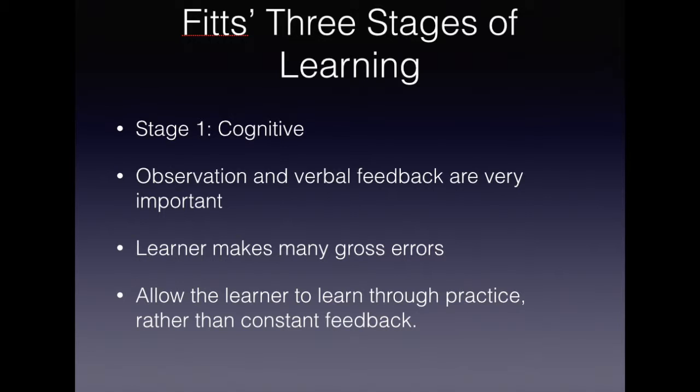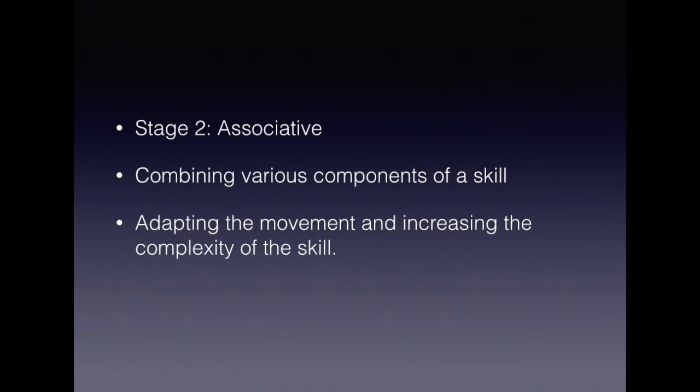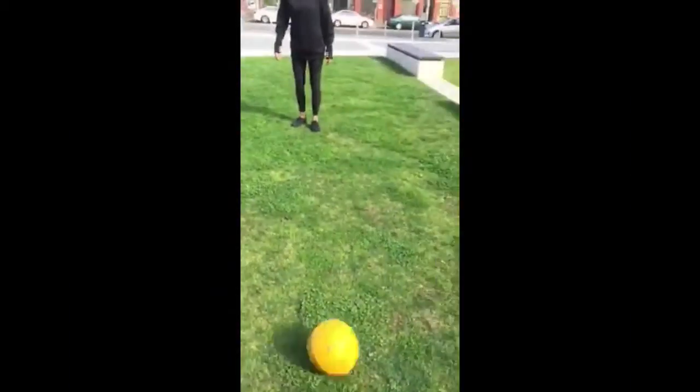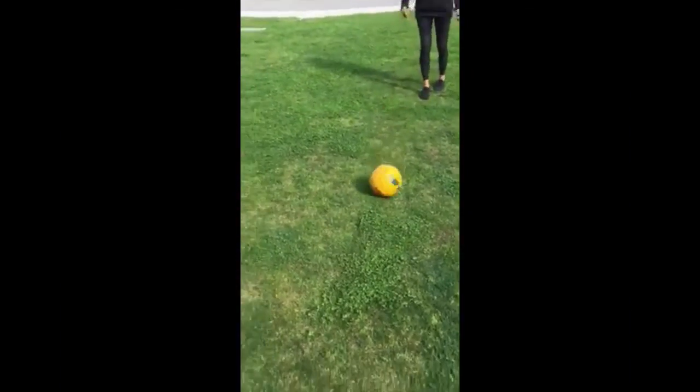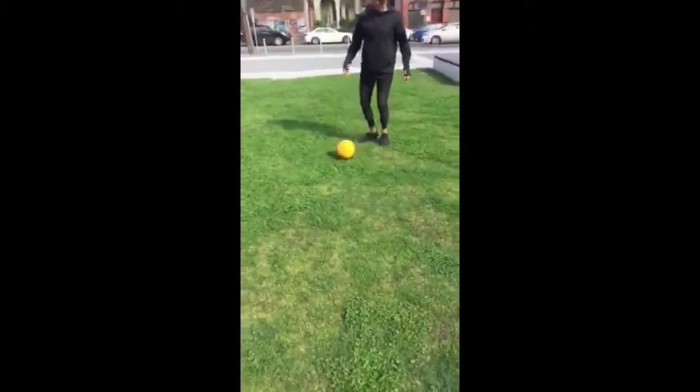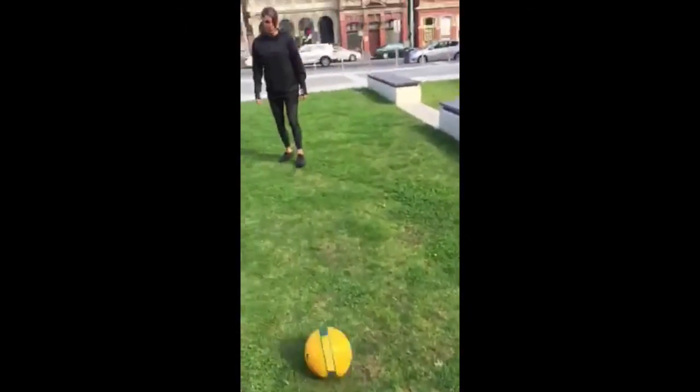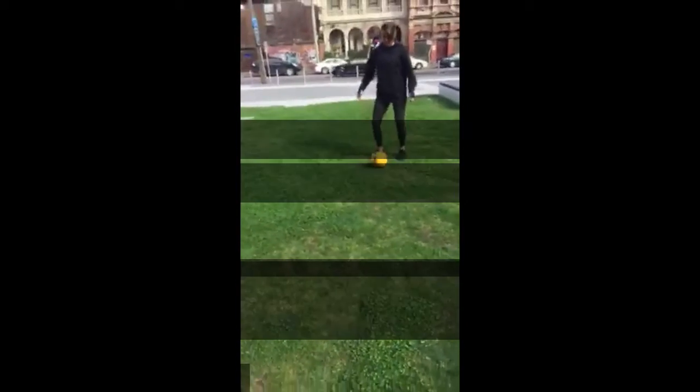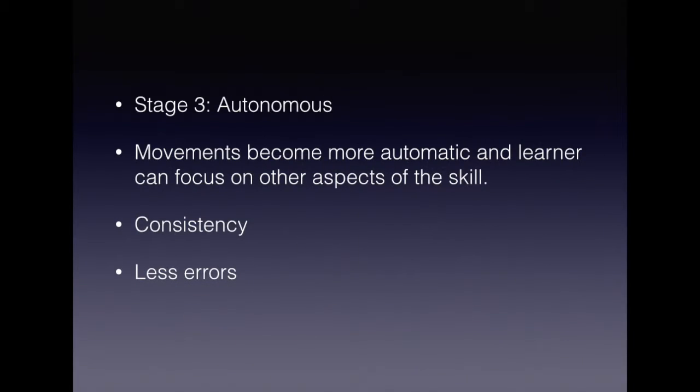For the cognitive stage, observation and verbal feedback are very important. The learner makes many gross errors, and it is important to allow the learner to learn through practice rather than constantly providing feedback. During the associative phase, the learner does not have to focus as much on the basic elements of the skill and can therefore focus on more advanced things such as direction of the pass, pace of the pass, and setting up the ball with the first touch. This was done in our program by doing 2-touch passing with a moving partner and also incorporating a dribbling element into a passing drill.